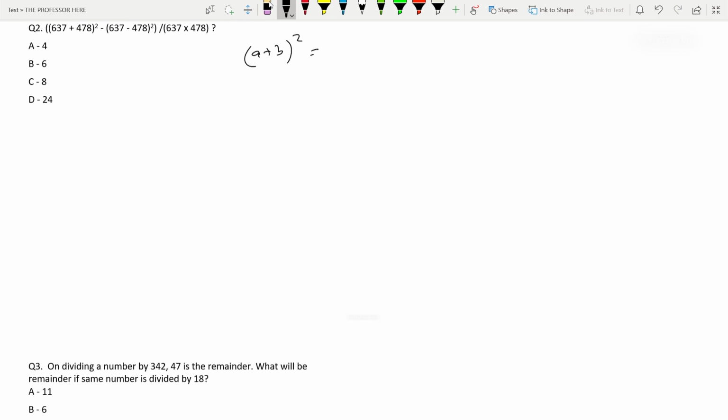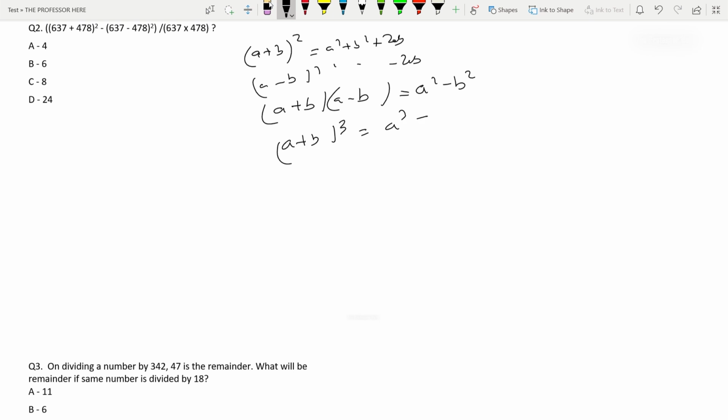a plus b the whole square is equal to a square plus b square plus 2ab. a minus b the whole square would be a square plus b square minus 2ab. Next is a plus b into a minus b. This is very important. You should definitely know this: a square minus b square. Next, a plus b the whole cube is equal to a cube plus b cube plus 3ab into a plus b. Last one, a minus b the whole cube is equal to a cube minus b cube minus 3ab into a minus b.